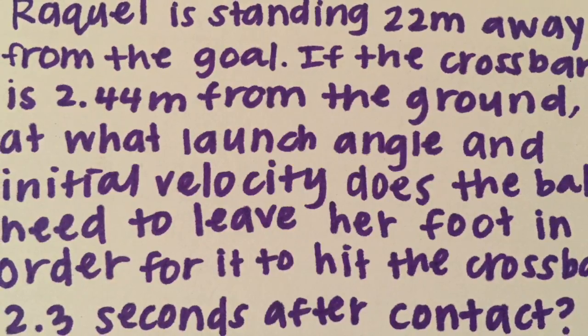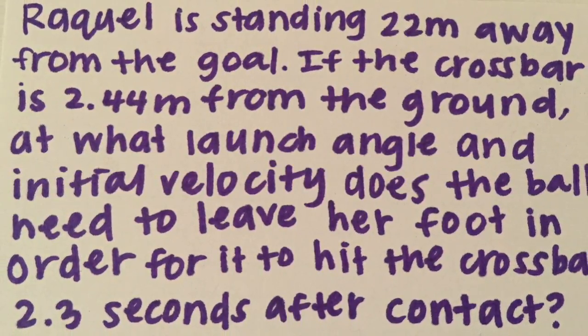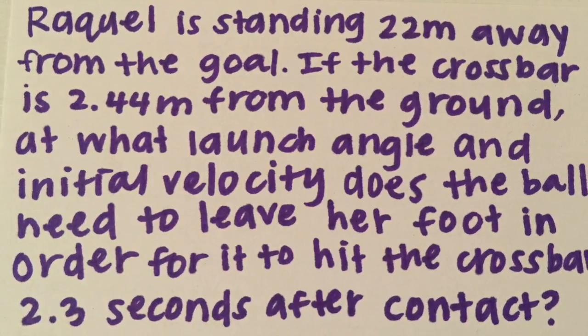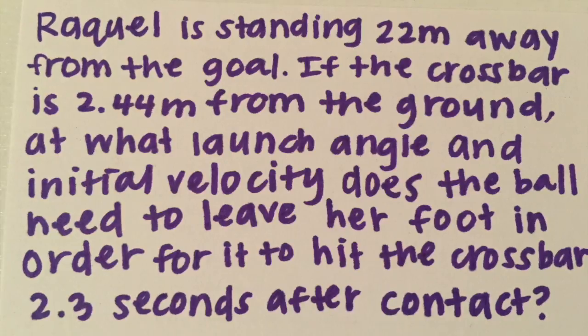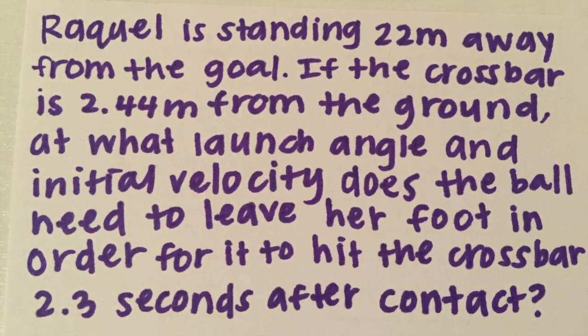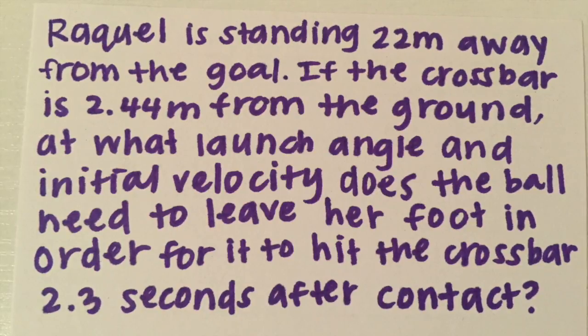The question we want to ask now is if Raquel is standing 22 meters away from the goal, and if the crossbar is 2.44 meters from the ground, at what launch angle and initial velocity does the ball need to leave her foot in order for it to hit the crossbar 2.3 seconds after contact?